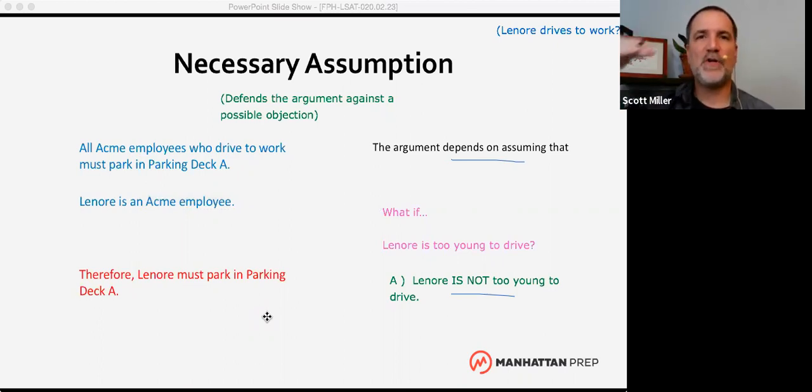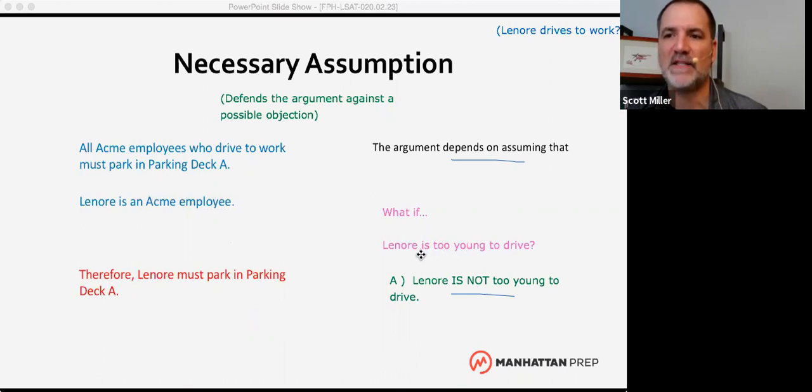So there are a whole bunch of other possible objections that answer choice A does not defend against, but that's okay, because we're not trying to prove anything. We're just trying to defend the argument against one objection. It is necessary to defend the argument against this objection, so it's necessary to assume that Lenore is not too young to drive. So let's look at an actual necessary assumption question, an actual LSAT question, to see how this works.